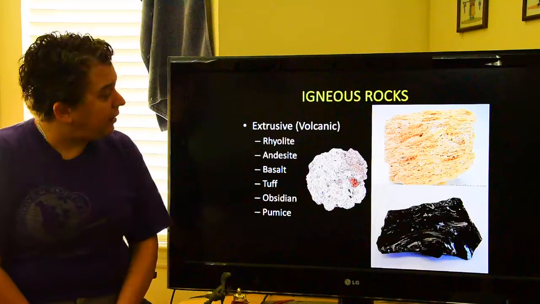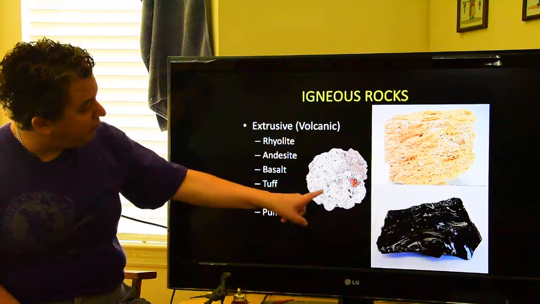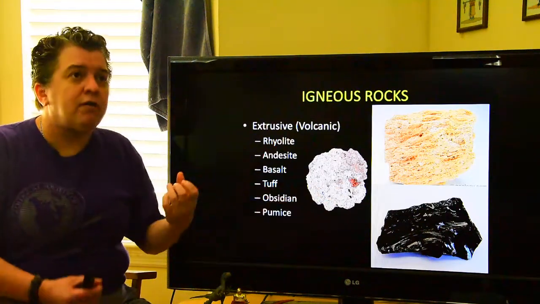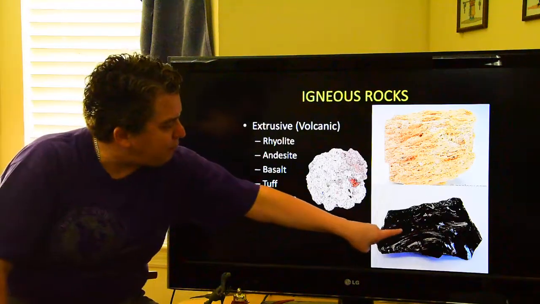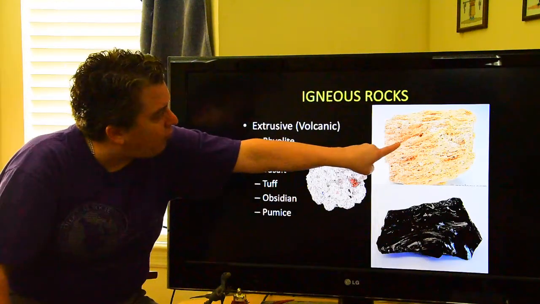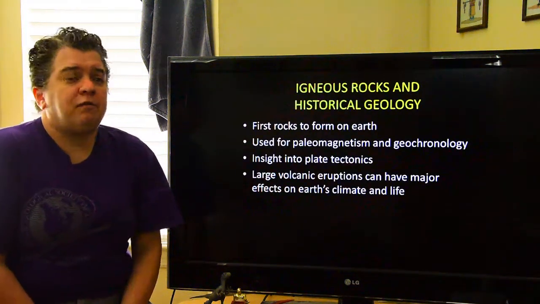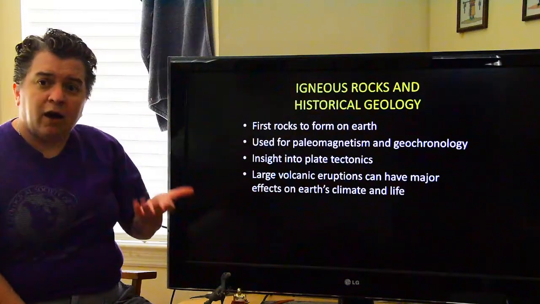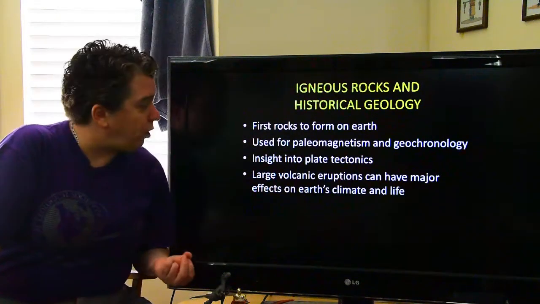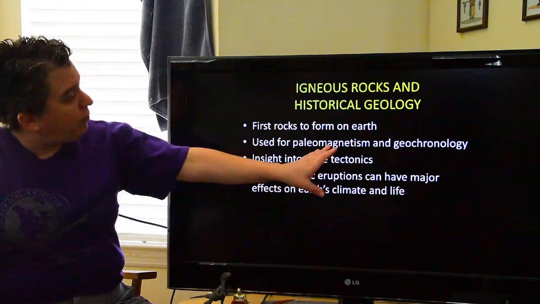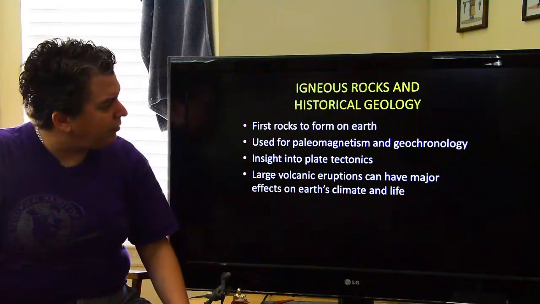Other extrusive igneous rocks that can tell us a bit about Earth's history can include things like tuff, which is created in a violent explosive volcanic eruption, obsidian, which is volcanic glass, or pumice. Now, what do these igneous rocks tell us about Earth's history? How we use them in historical geology? These were the first rocks to form on our planet. These are what we usually use in those paleomagnetic studies, because those have those magnetic minerals in them.